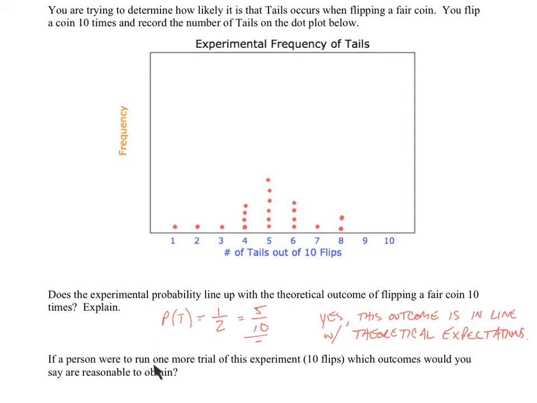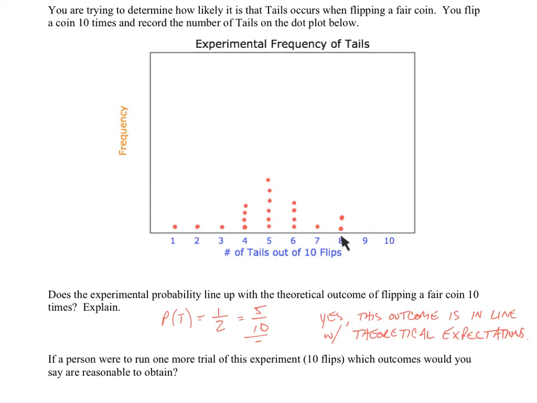So if a person were to run one more trial of this experiment, which outcomes would you say are reasonable to obtain? And this is the heart of what we're going for here. So let's say that you each take your coins into a separate corner of the room, and you all come back and you tell me what you got. And one of you comes back and says, I got 10 tails out of 10 flips. Is that believable? Based on our data here, I would say that maybe it isn't, because no one here got that. Although that doesn't necessarily mean that it's impossible, it just means that it's really unlikely. So I might say I'm a little suspicious of that data. Maybe there's lying or cheating or something going on there.